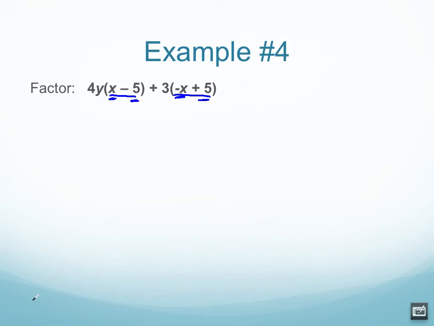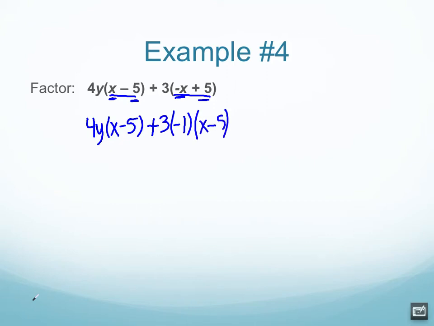I'm going to factor out a negative 1 from that second set of parentheses. So rewrite your first set of parentheses. That one I'm not changing at all. Now I'm going to factor out a negative 1. So keep that 3. When I factor out the negative 1, negative x becomes positive x. Positive 5 becomes a negative 5.